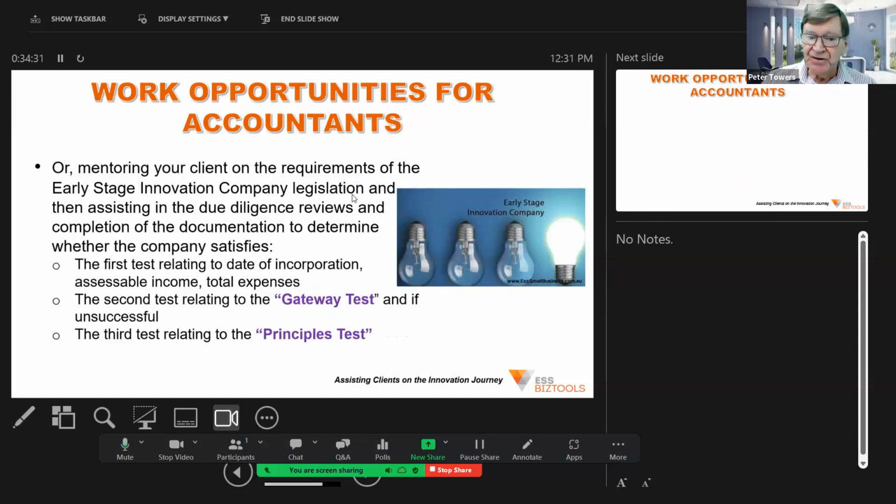We've talked about the early stage innovation company. I think that's a great bit of legislation because it's got this carrot there for investors. And you could also help the overall situation with early stage innovation companies by making sure that those clients who have got spare money, who do invest, are aware of the benefit from investing in these sorts of companies. I suspect some of them know. I suspect a lot more don't know.